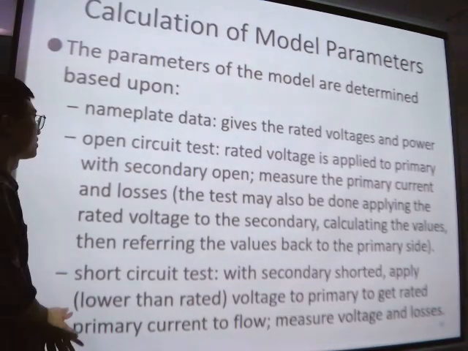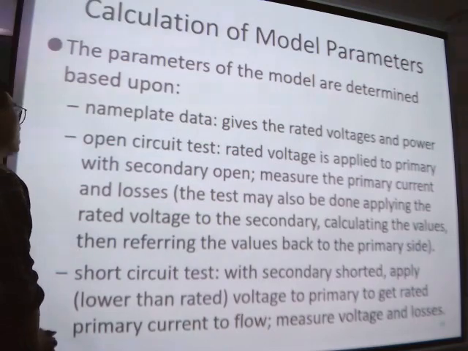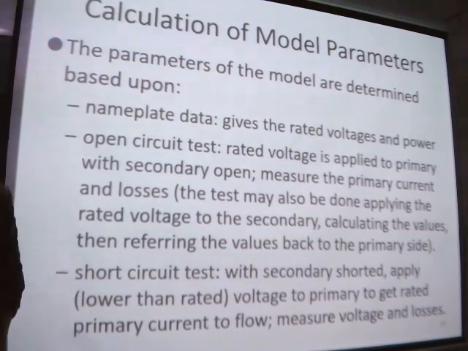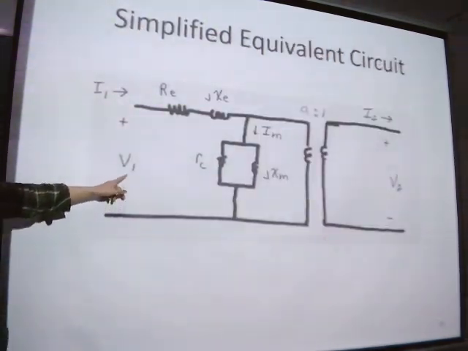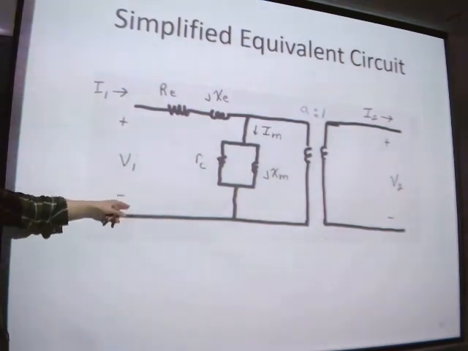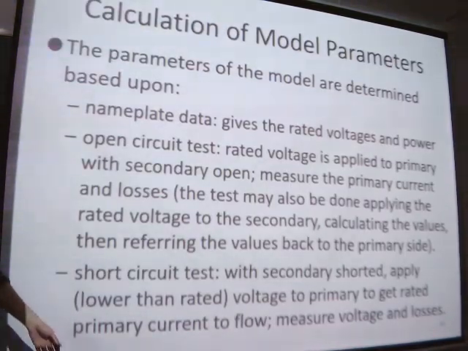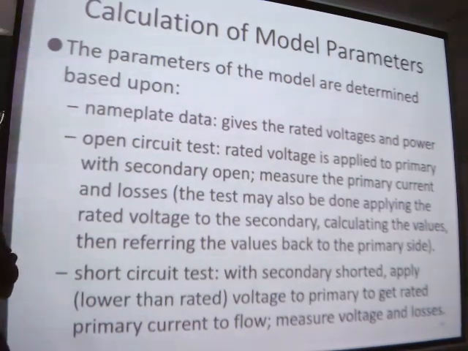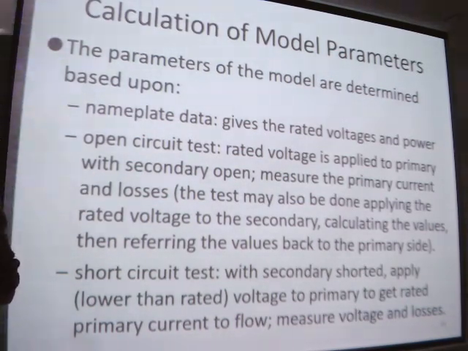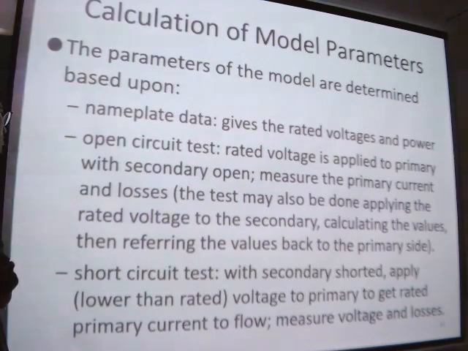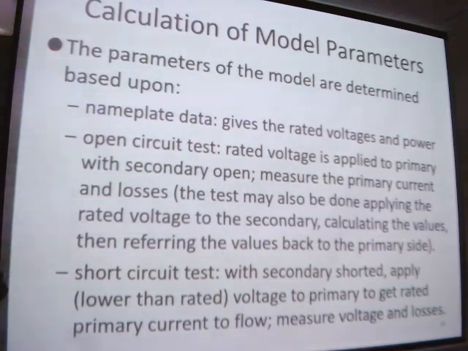For the open circuit test, we apply the rated voltage so that V1 is here, and V1 is not equal to 0. With the secondary open, we measure the primary current and losses, okay?